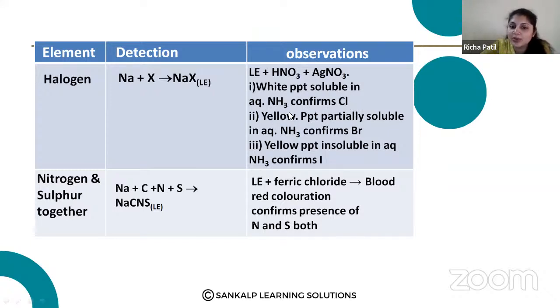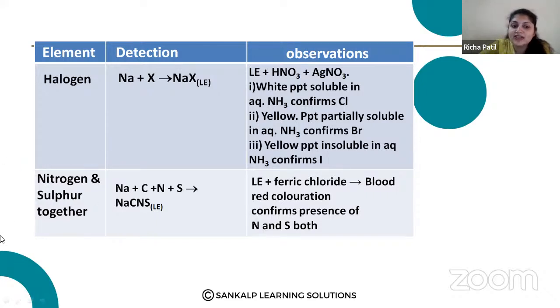If you get a yellow ppt that is partially soluble, not completely soluble, in aqueous ammonia, this confirms that Br minus, the bromide ion, is present. And in the third condition, if it shows a dark yellow ppt that is insoluble, meaning it does not dissolve in ammonia, it confirms that I minus, the iodide ion, is present.